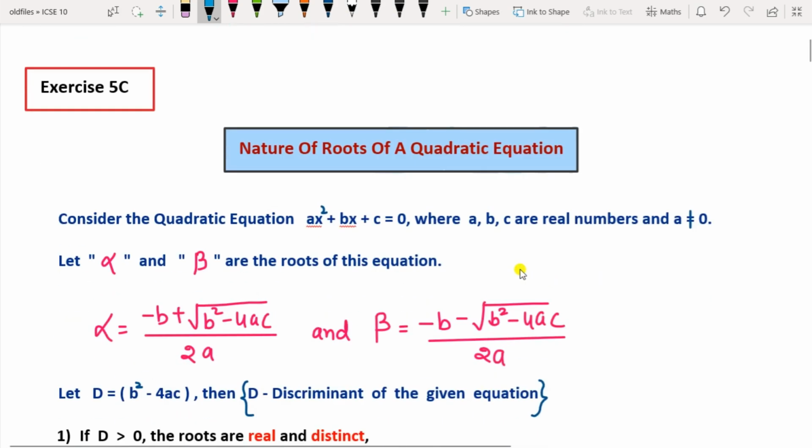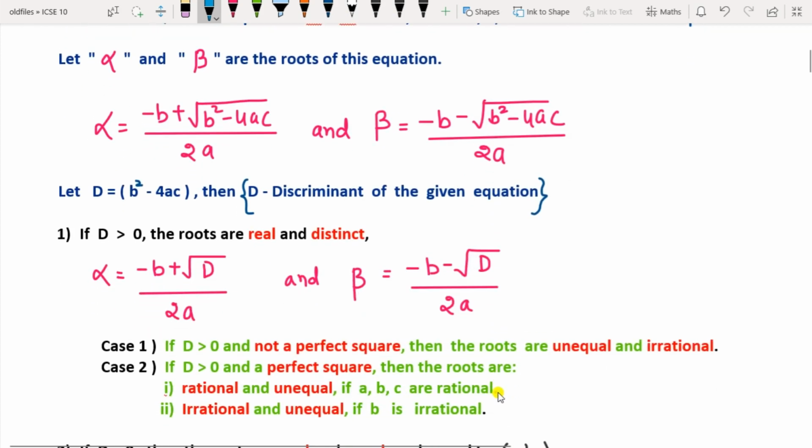Now, as we know, the two roots are alpha and beta of the quadratic equation. Alpha means the value of x with plus under root of b square minus 4ac, and beta means the value of x with minus under root of b square minus 4ac. Now let us consider the term b square minus 4ac equal to D, that is capital D. Capital D is called the discriminant of the given equation. So the nature of the roots depends on the value of D here, right?